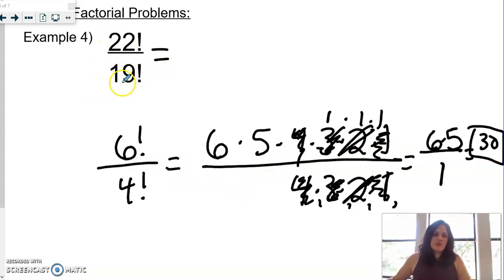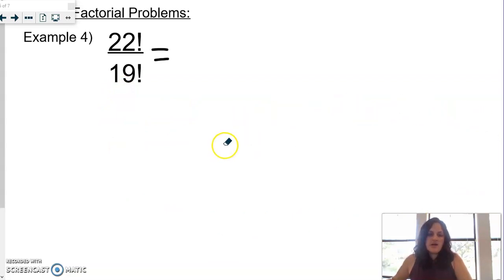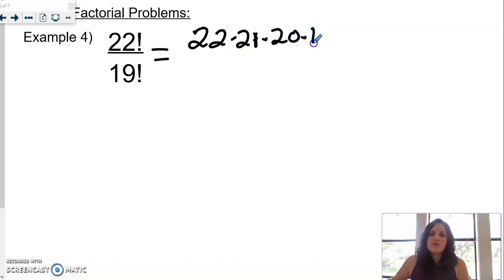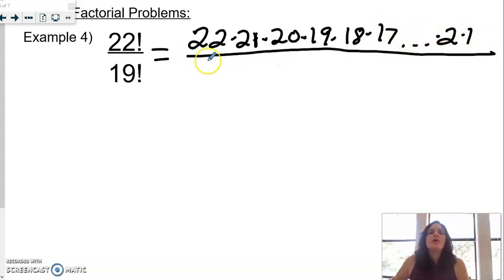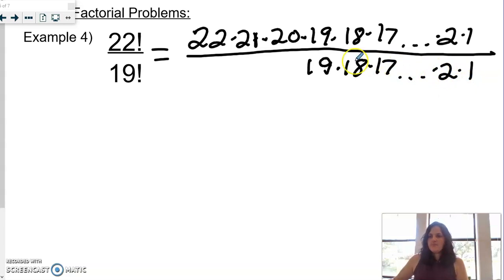Let's use that same principle with 22 over 19. So we're going to start writing it out. You can write out all 22 on the top if you'd like, but I'm going to do 22 times 21. We need to do a bunch of them, 19, 18, 17, and then I'm just going to kind of go dot, dot, dot down to 2 times 1. So the dot, dot, dot just kind of means etc. Y'all see the pattern, 16, 15, 14, all the way down. 19 factorial, I'm going to do also, but I'm going to line up so that it's easy to cancel. 18, 17, etc., all the way down to 2 times 1.